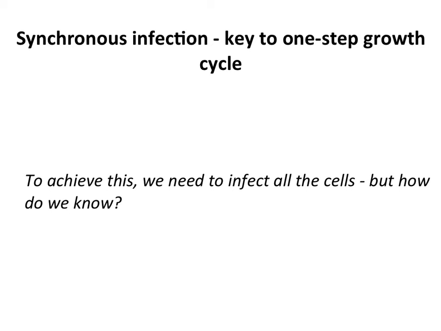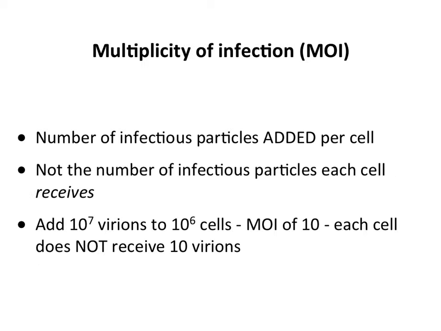So how do you know that we have infected all of the cells? That's the key here. So for this, we need to do a little mathematics. And this has to do with what we call the multiplicity of infection. MOI is simply the number of particles added per cell. It is not the number of particles that each cell receives. We'll see in a moment how you figure that out.